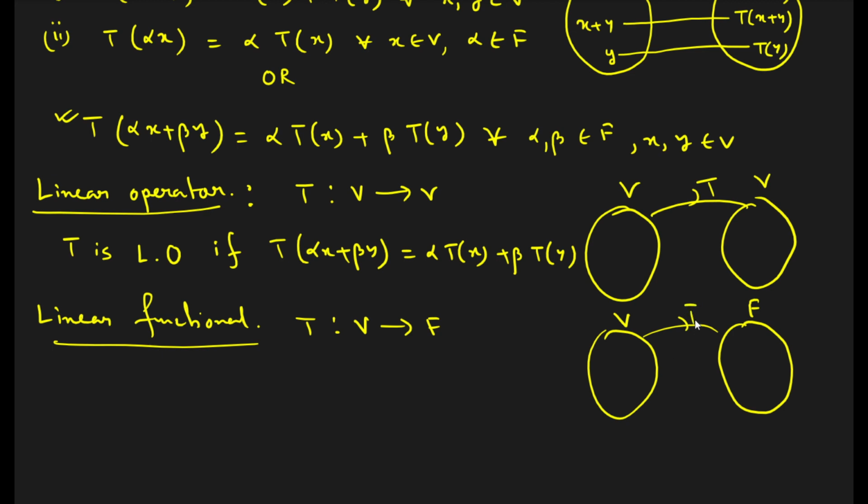So here T is the transformation, and the relation between the vectors and the scalars comes in here. Then T is a linear functional if we again use the same condition: T of alpha x plus beta y is equal to alpha into T of x plus beta into T of y, where alpha and beta are from the field and x and y are from the domain.